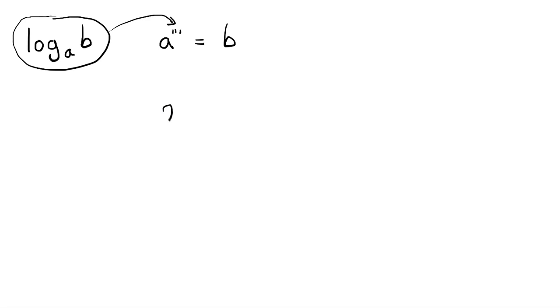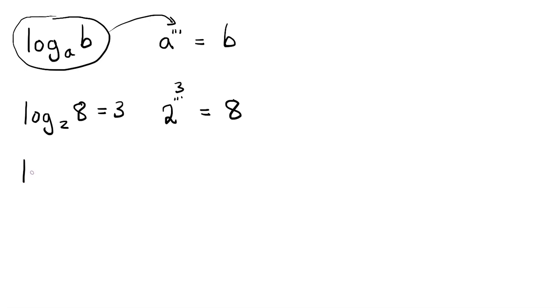So for example, if I have 2, what should I raise it to get 8? Then I must put 3 here. So I have that the 2 logarithm of 8 is equal to 3. You read this symbol as the 2 logarithm of 8, meaning: what should I raise 2 to the power of to get 8? And you should raise it to the power of 3.